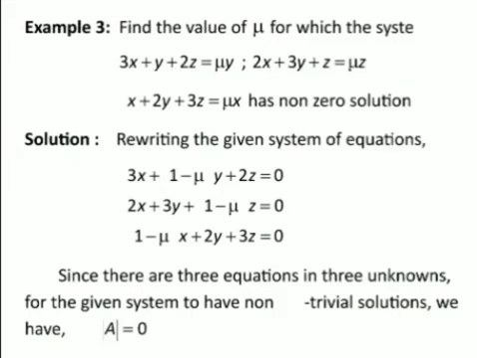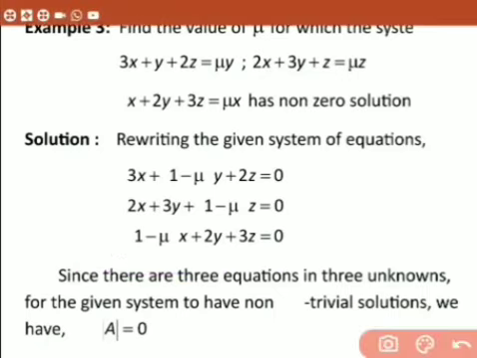First you have to rewrite this system of equations by taking the RHS also to the LHS. So it becomes like this: 3x plus (1 minus mu) y, and all these terms we have taken to the LHS. Since there are 3 equations in 3 unknowns, for the given system to have non-trivial solutions, we have to find determinant of A equal to 0. Then only it has a non-trivial solution. This was read in the last session.